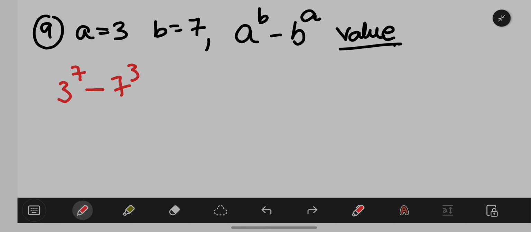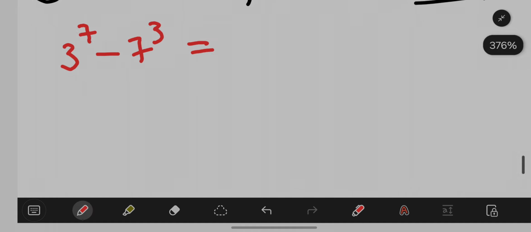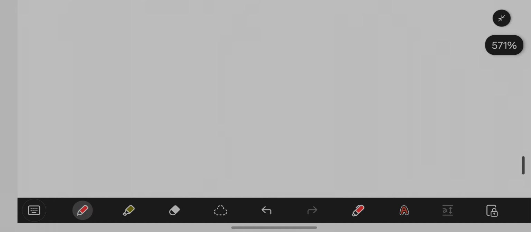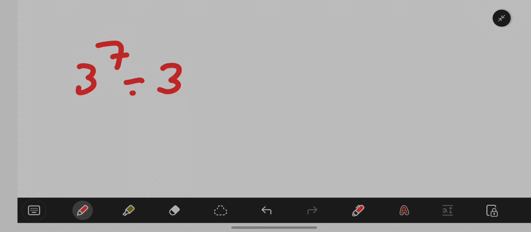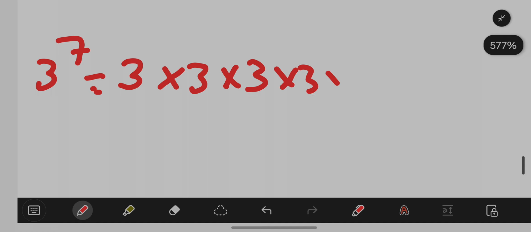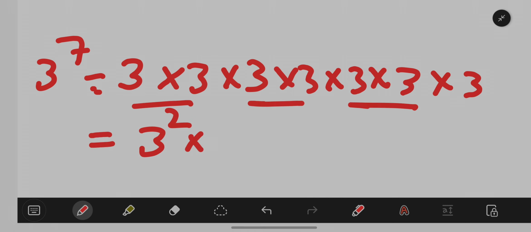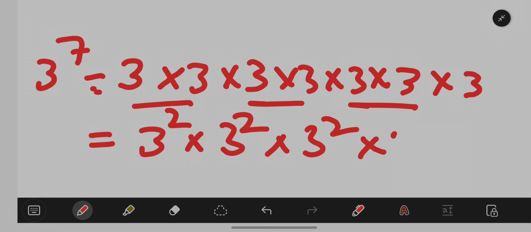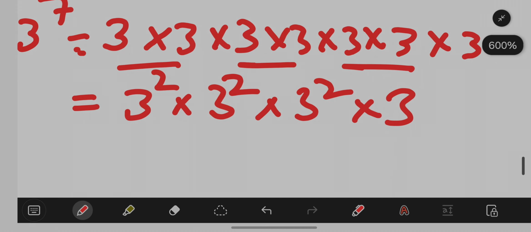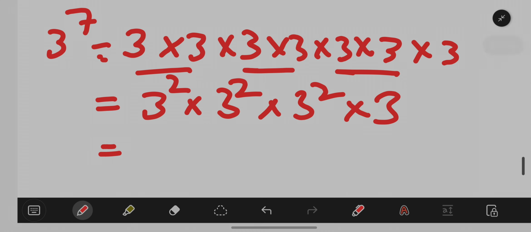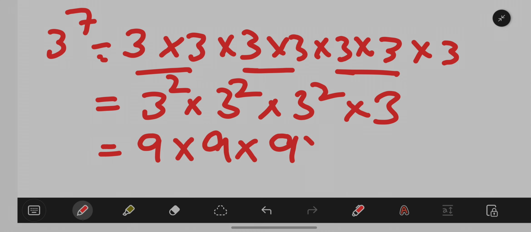First we will find what 3 power 7 and 7 power 3 are, then we'll come back and solve this question. Now 3 power 7 means 3 multiplied how many times? 7 times: 3 into 3 into 3 into 3 into 3 into 3 into 3. See, it is 3, 7 times correctly. Now I'm pairing up: 3 square into 3 square into 3 square, and lastly one 3 is left out. Nothing I've done, just multiplying: 9 into 9 into 9 into 3.